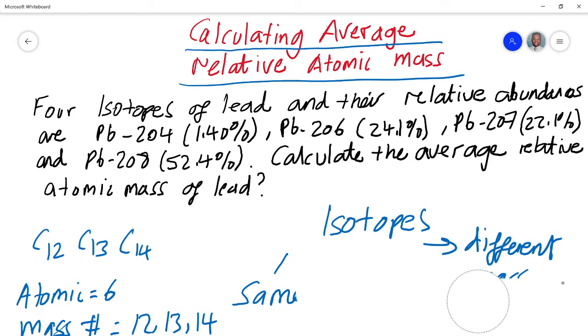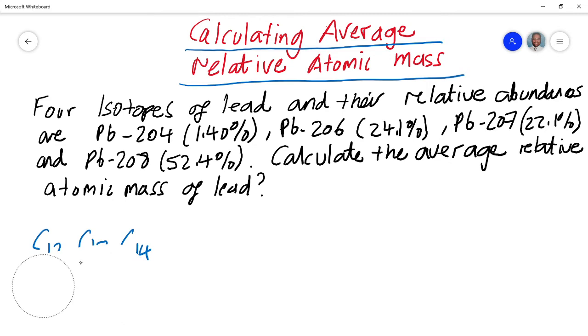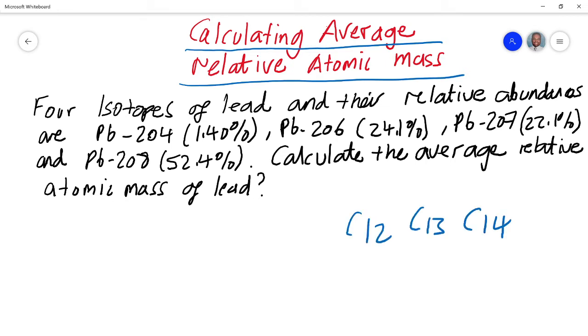The next thing you need to look at is what we refer to as percentage abundances. There are certain elements that you see on the periodic table that actually exist as isotopes. I just highlighted one, which is carbon 12, carbon 13 and carbon 14. They are isotopes of carbon. However, carbon 12 exists at a higher percentage compared to 13 and 14, and that explains why the 12 is seen in your periodic table.